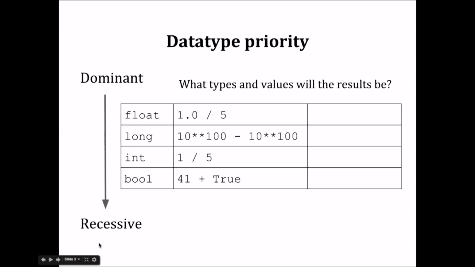With 1.0 divided by 5, we have an int and a float. Float is more dominant than an int, so a float will be returned. When we have a long, subtracting a long, your result will be a long because Python assumes that you want a long back. If both are ints, as we said above, an int will be returned. 41 plus true equals 42. An int is more dominant than a Boolean, so the Boolean will act as an int, as 1, like we said before.